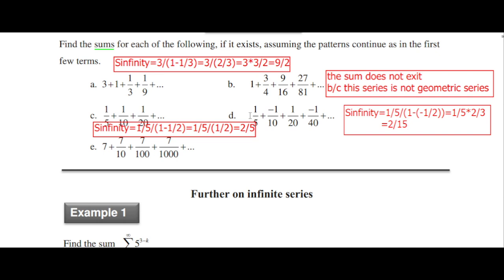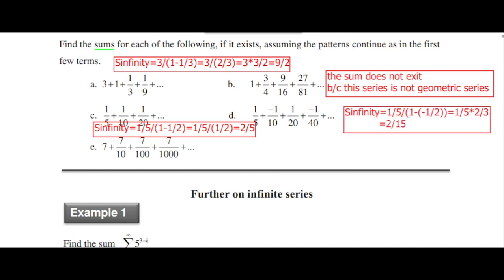7 plus 7 over 10 plus 7 over 100 plus 7 over 1000 plus up to infinity. Let's compute the common ratio r here. r is equal to this divided by 7. 7 over 10 divided by 7 is 1 over 10. So r will be 1 over 10.